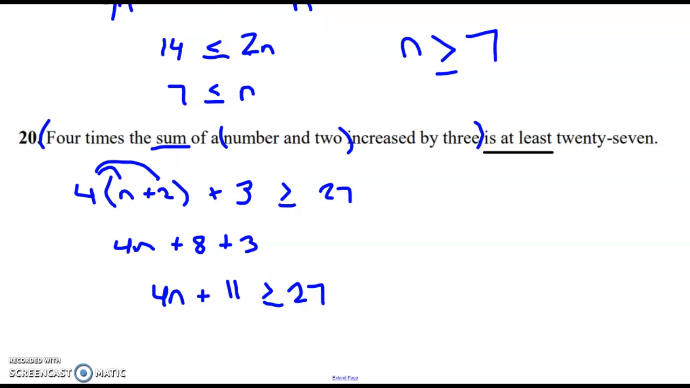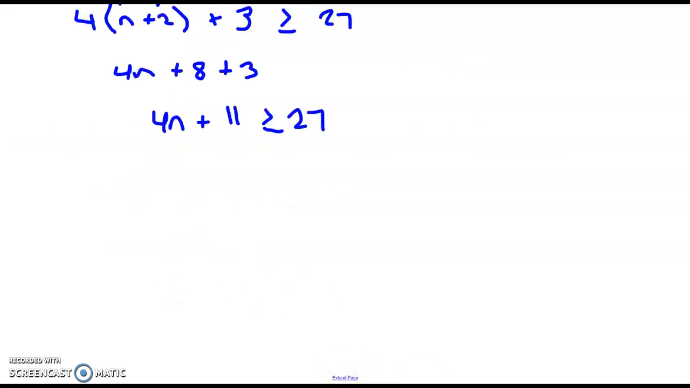And now from here, I don't think you're going to have much trouble, because this is just a 2-step problem. So I subtract 11 from both sides. Do that here. Do that here. I'm going to get 4n is greater than or equal to 16, and this one you can probably solve mentally. We just divide both sides by 4. No need to flip the sign. We get n is greater than or equal to 4.